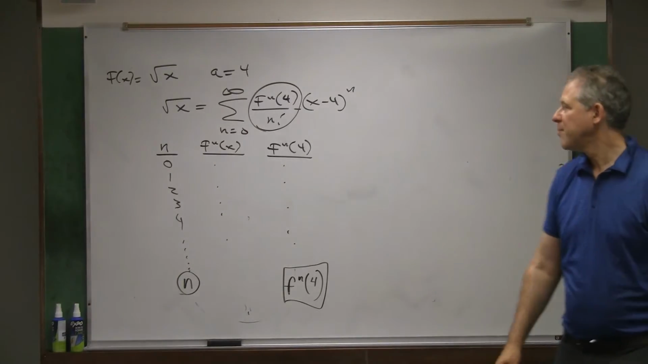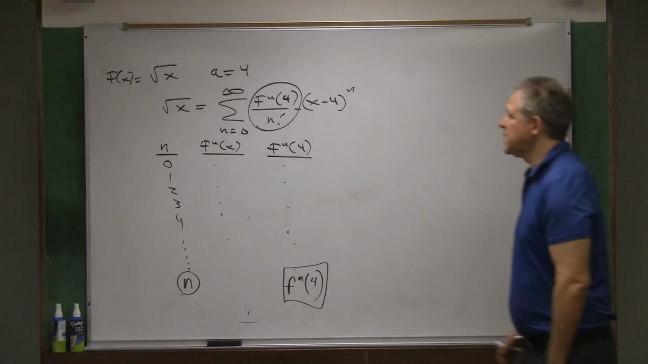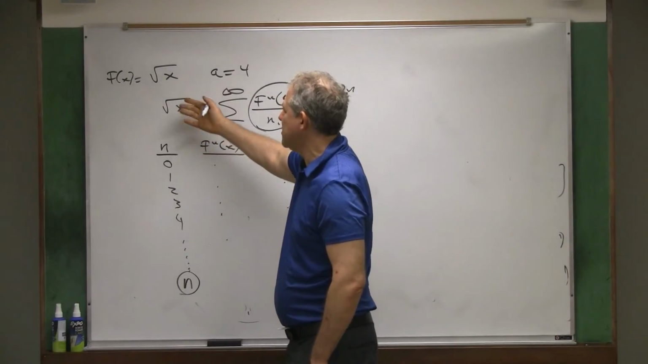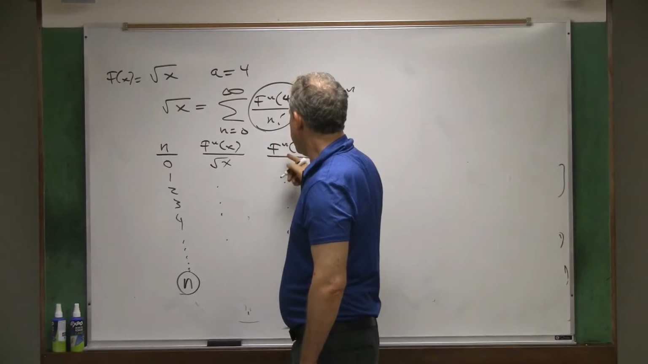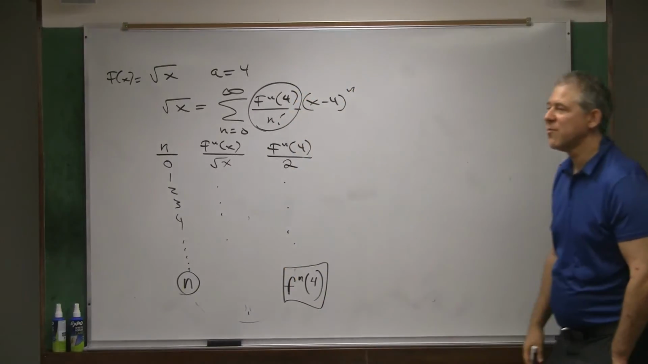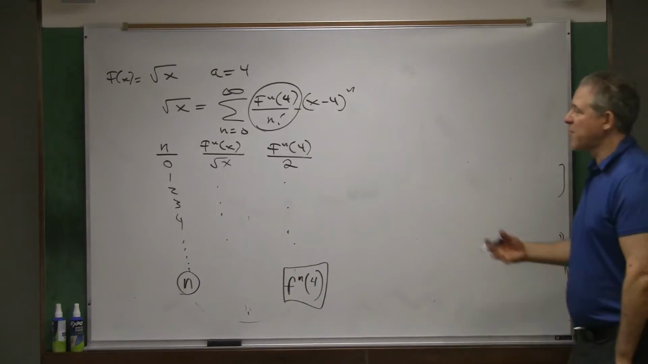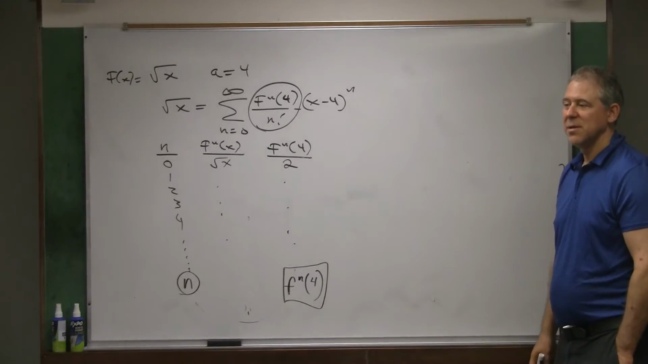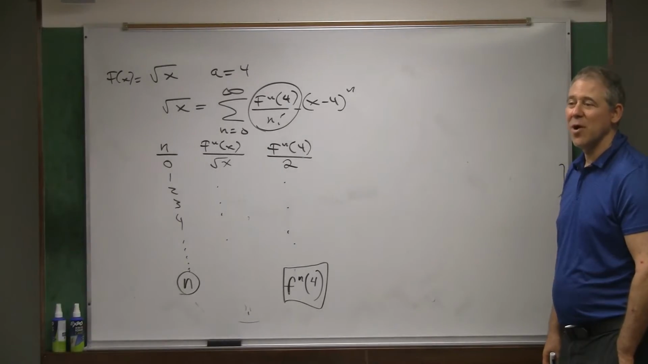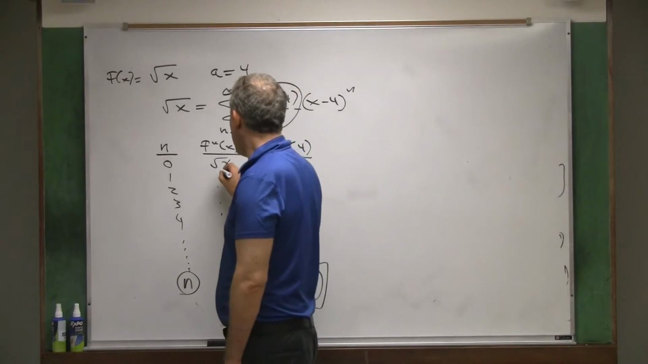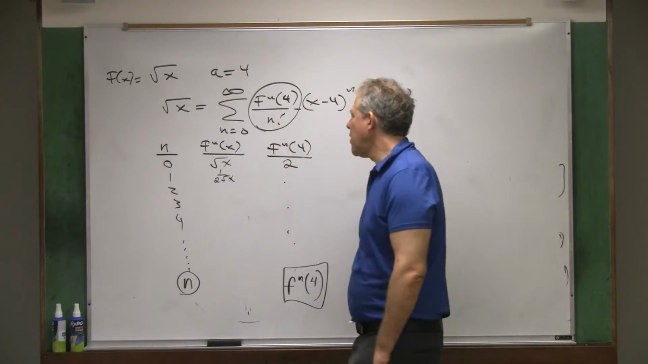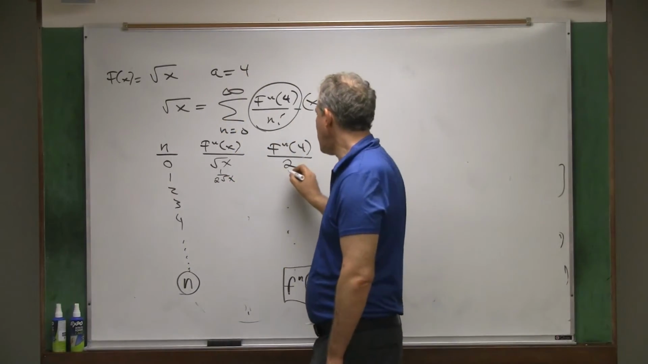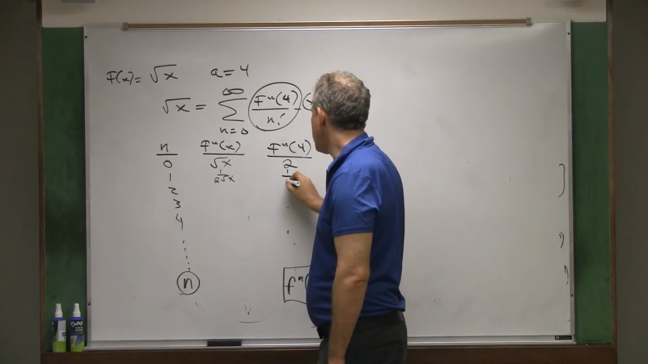For the second one, we plug in 4 for x. So the function itself is root x. And then the square root of 4 is 2. Now what's the first derivative of root x? 1 over 2 root x. What is this at 4? 1 over 2 root 4, or 1 over 4.